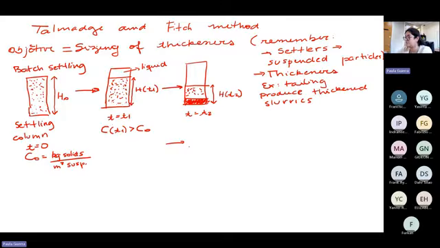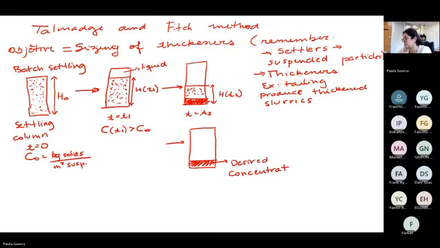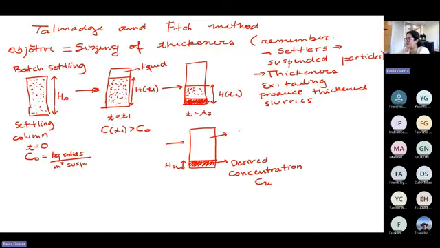And after a while, when we reach our final settling time, or when we achieve a desired concentration at the bottom, Cu, and U as in underflow, we're going to reach that at a certain height that we're going to call HU, and at the top we're just going to have the clarified liquid.